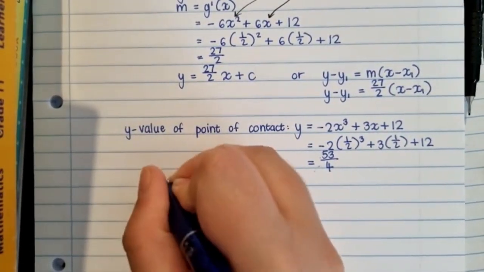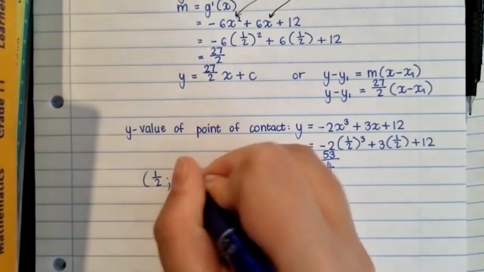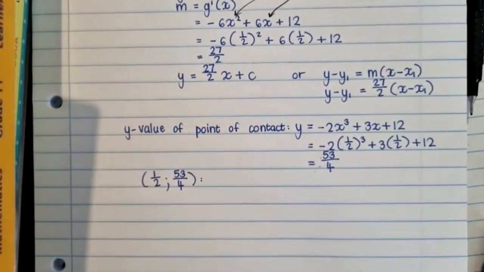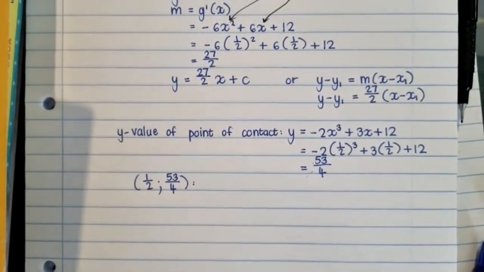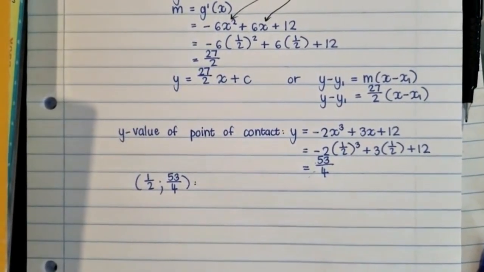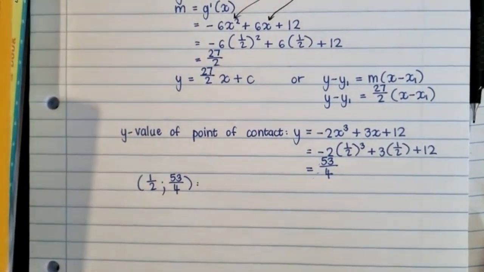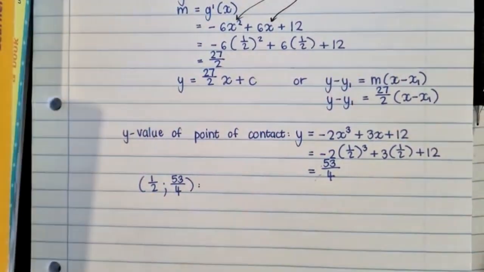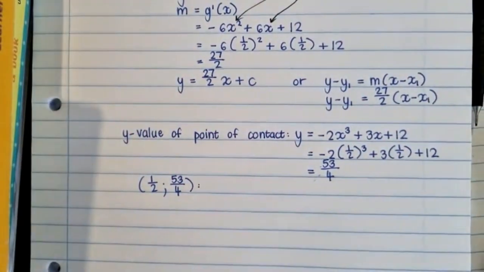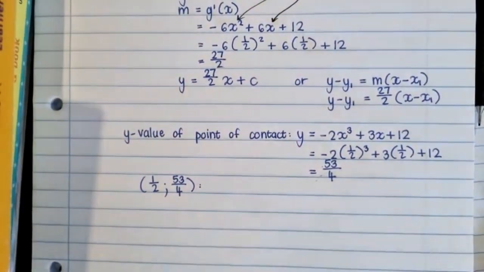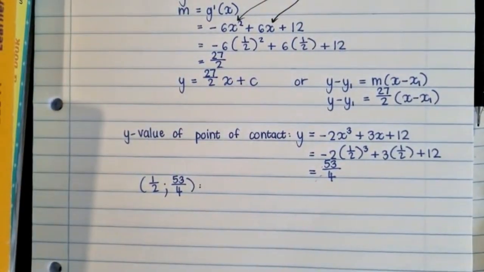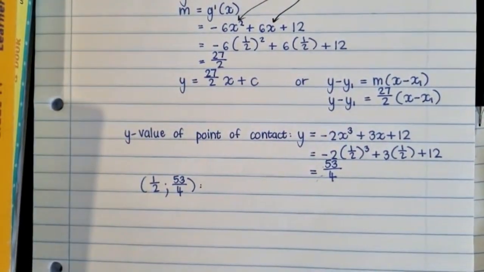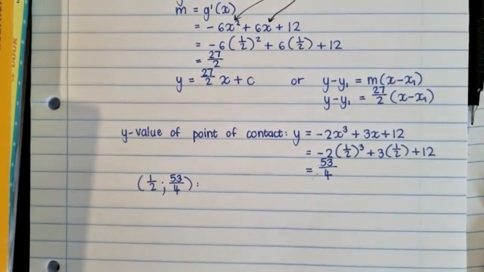Okay, so the point of contact is the point half and 53 over 4. I just want to check, guys. I almost feel like that is not right. Let me just double check my answers here.